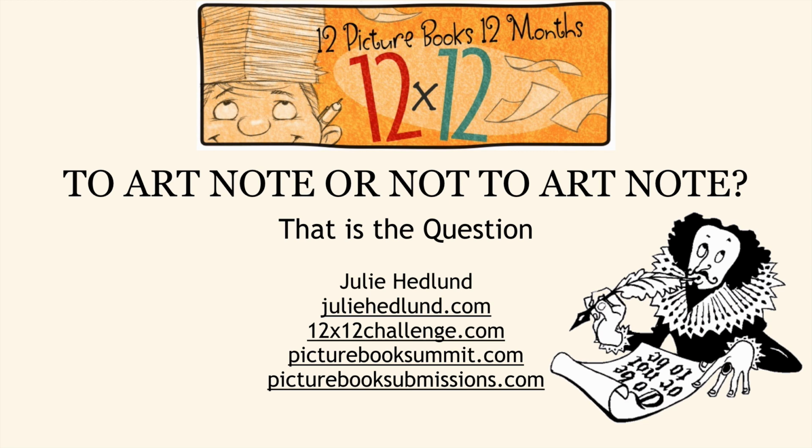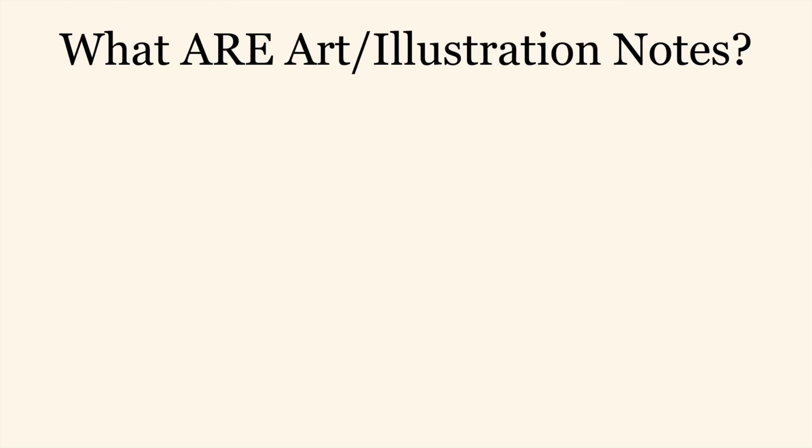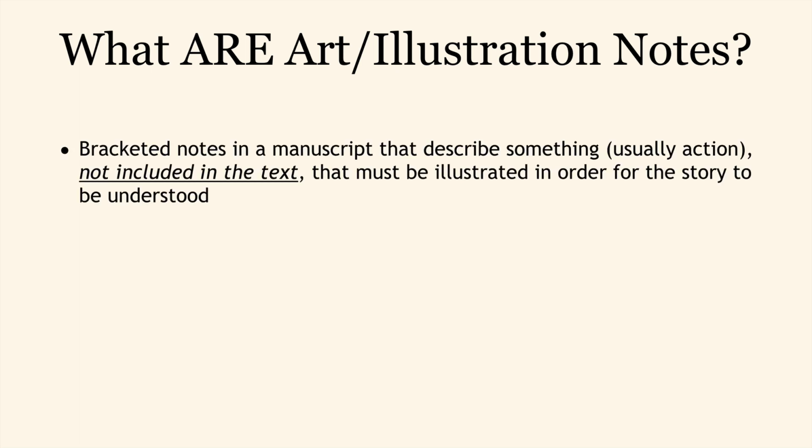into one place. First, a quick primer on what illustration notes actually are. These are notes, typically bracketed, in a manuscript that will describe something, usually action, i.e. something that's happening, not descriptive like he wore a green shirt. And this is key. It's something that is not included in the text. And this action or indication in the art note must be illustrated in order for the story to be understood.